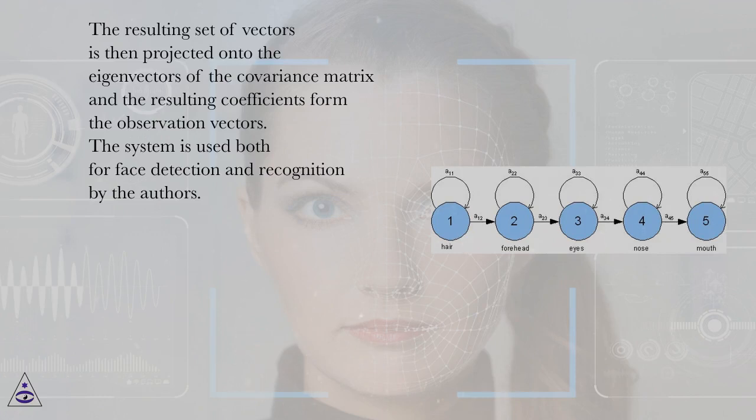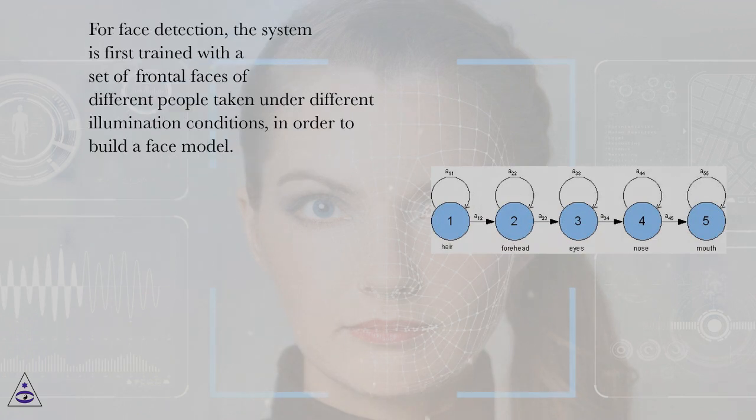The resulting set of vectors is then projected onto the eigenvectors of the covariance matrix, and the resulting coefficients form the observation vectors. The system is used both for face detection and recognition by the authors. For face detection, the system is first trained with a set of frontal faces of different people taken under different illumination conditions, in order to build a face model.